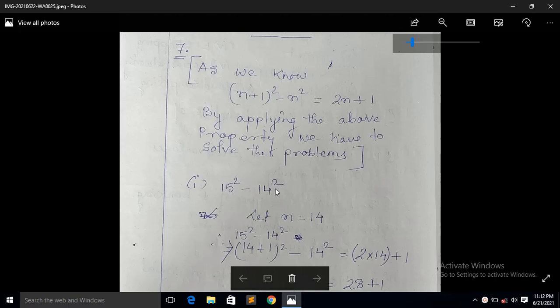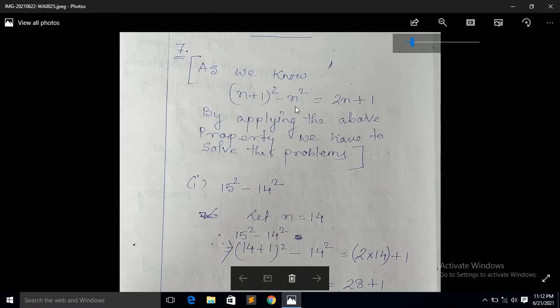One formula we know, a square minus b square, we can apply that. a square minus b square is equal to a plus b into a minus b. But if they are two consecutive numbers, say 14 and 15, 16 and 15, 18 and 17, like this, then what will be the formula?